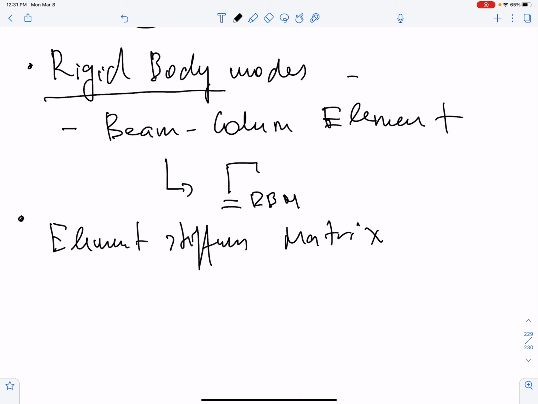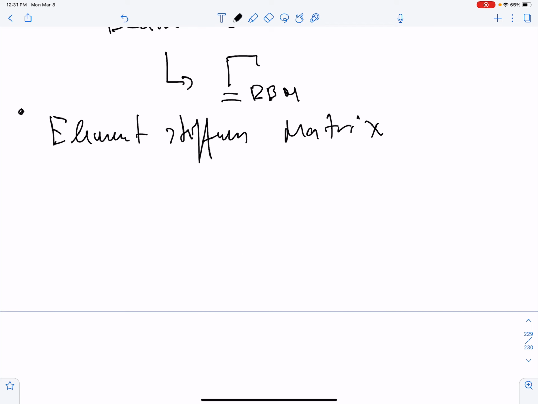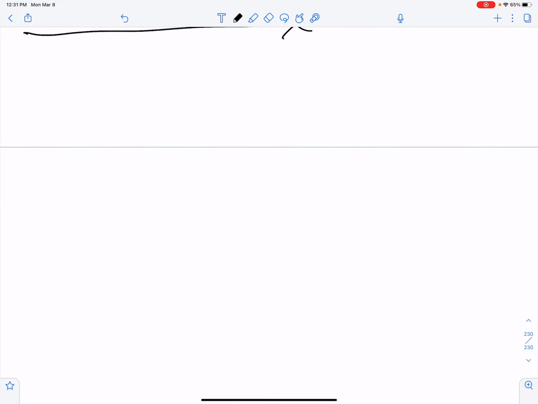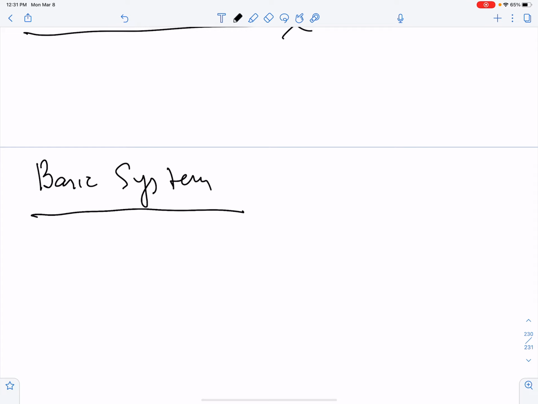Okay, and so this should conclude the theory portion of the beam column elements, and then we'll do a couple of examples. But let's get into the rigid body modes. So last lecture we covered the basic system, right, among others.